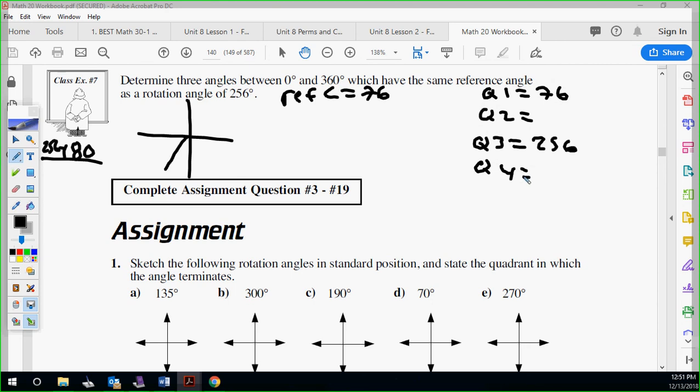Quadrant 2 and quadrant 4 are the only 2 you have to do work with, a little bit. So quadrant 2, 180 minus 76. 104. Quadrant 4, 360 minus 76. That'd be 284. And you're done. All 4 of these spots have the exact same reference angle for rotation angles. Okay, any questions? All right, finish up.